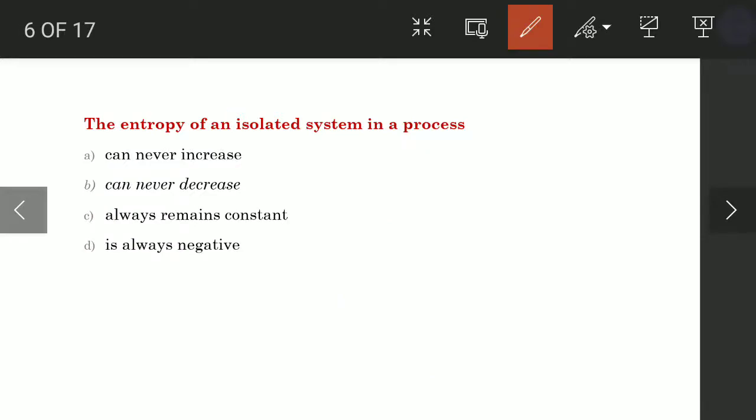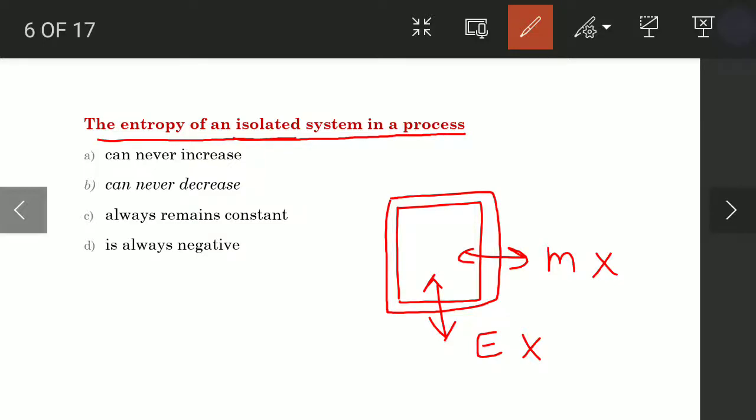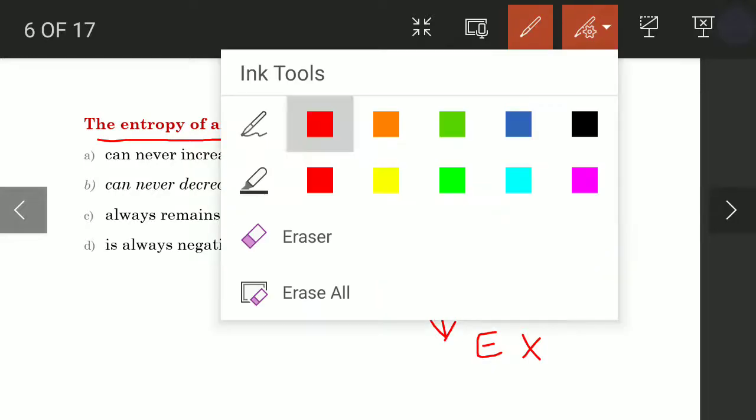Next question, the entropy of an isolated system. Isolated system means there is no exchange of mass with the system, and also there is no energy transfer. No mass transfer, no energy transfer. The mass and energy of an isolated system remain constant. So the question is about the entropy of an isolated system in a process. Let us consider there is a mixing process inside this isolated system.